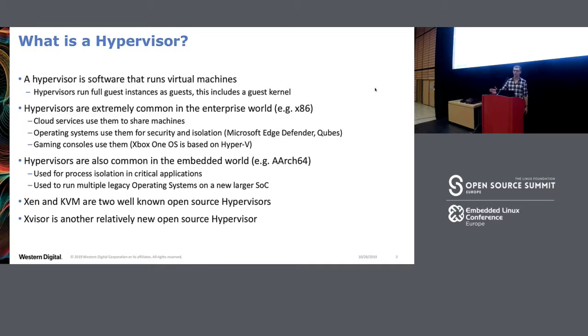Xen and KVM are the two well-known open source ones. They're both GPL. There's lots of talks here about KVM, especially because there's a KVM forum. And Xvisor is another relatively new hypervisor. It's also GPL, it's open source, and I'll go into more details about that later.